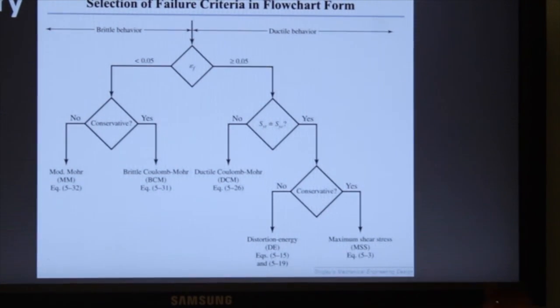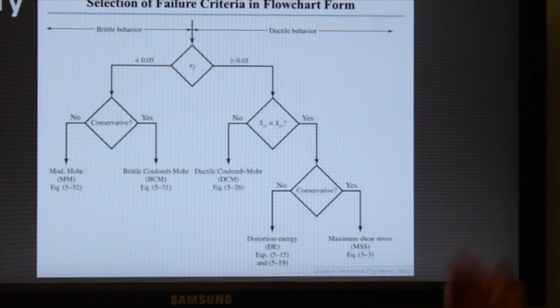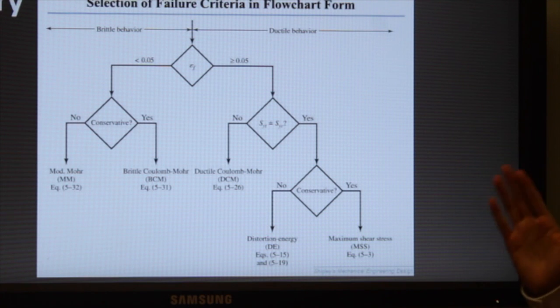We have 2 behaviors on a piece or element when we take into consideration which way we need to go. We have the brittle behavior and the ductile behavior. When we go into the brittle behavior, we need to take into consideration that the allowable deformation that a piece is willing to take is less than 0.05. Then we need to go over how conservative the failure theory that we're going to apply needs to be. If it doesn't need to be really conservative, we can go over to the modified Mohr, and if it needs to be conservative, we can go over to the brittle Coulomb-Mohr.